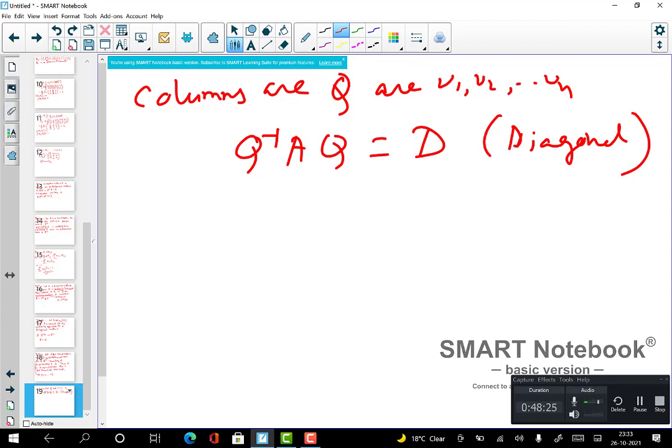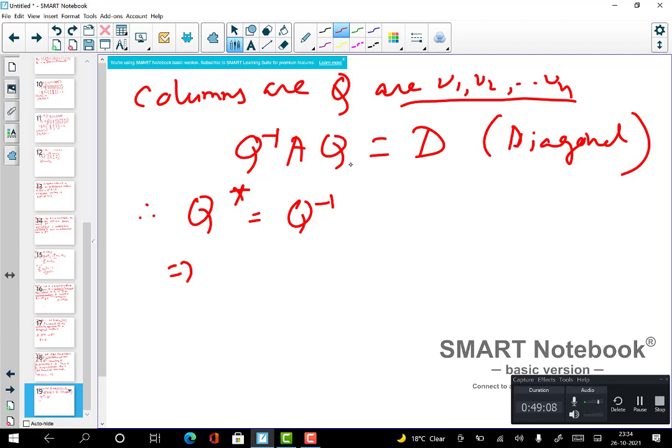Now how to prove Q is unitary? Because all the columns of Q are an orthonormal basis. So what does that mean? This observation tells you that Q inverse A Q equals D, and now what is Q star in this case? Because V1, V2, ..., Vn are an orthonormal basis, Q star will be nothing but Q inverse actually.